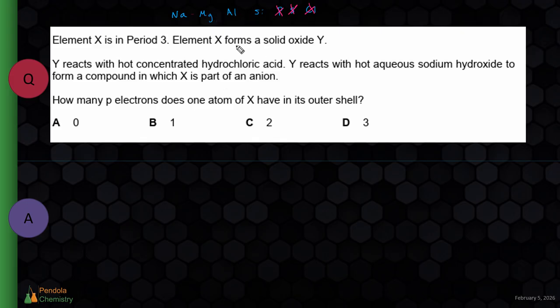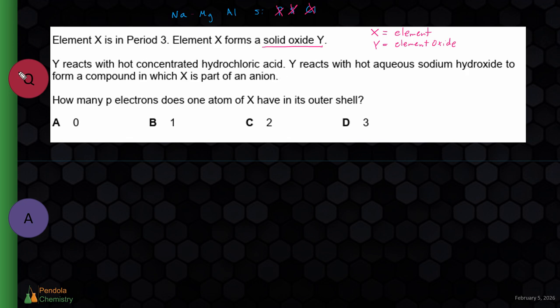That mere fact that it forms a solid oxide eliminates 3 of our choices already. So if we keep reading, why is a solid oxide? And it's very important to keep track of these letters here. So we could do this. We could put right here X equals element, Y equals element oxide. So the compound. So then if we keep reading, Y reacts with hot concentrated hydrochloric acid.